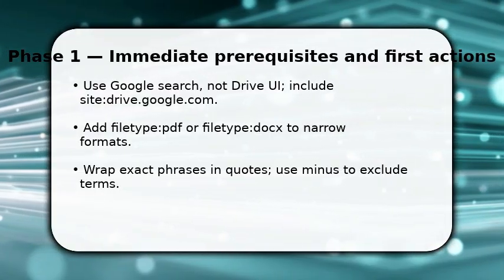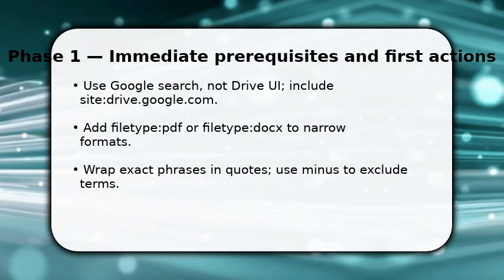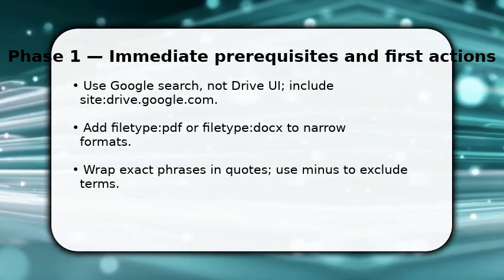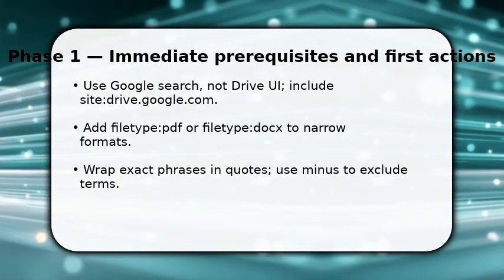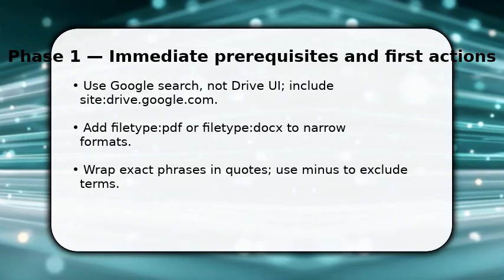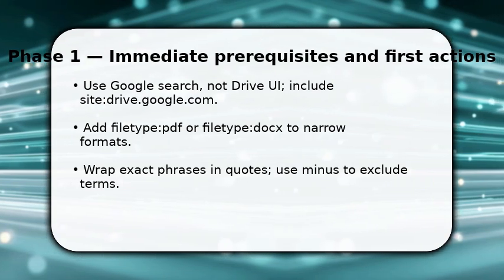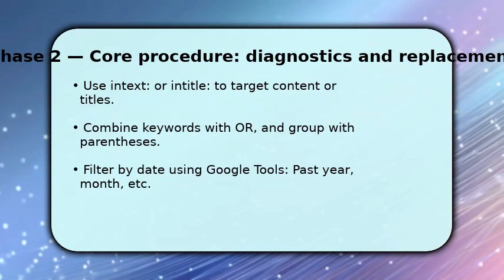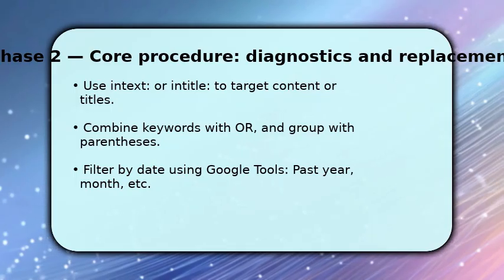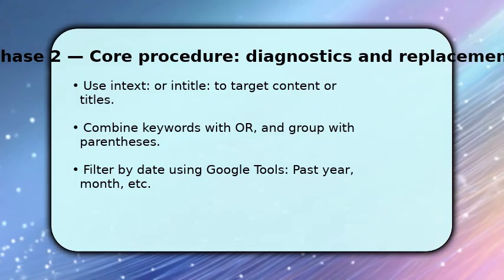Once done, exclude noise with a minus sign. Make sure to avoid broad words that return folder listings. This first step narrows results to actual Drive-hosted files, which speeds discovery and reduces irrelevant pages you would otherwise have to sift through. Next, refine using Google's advanced operators so results point to the file you need.